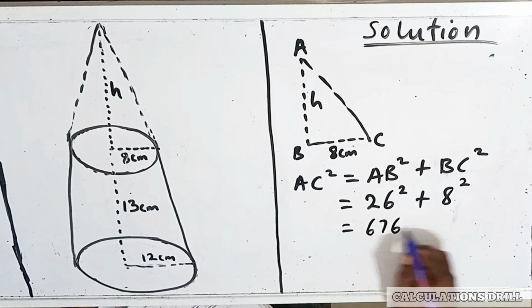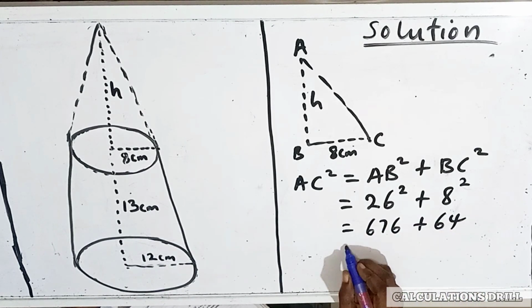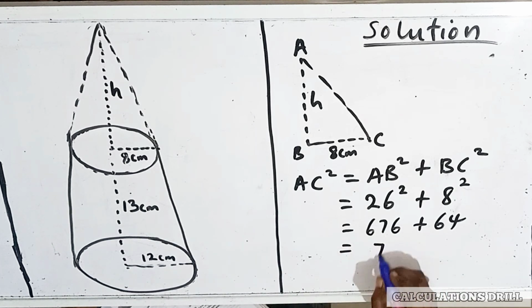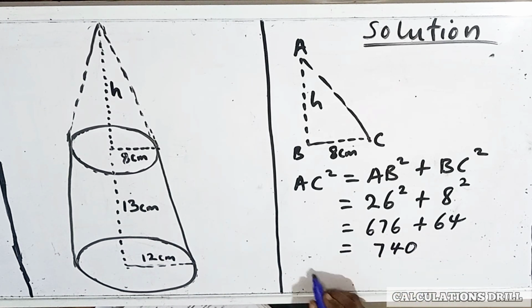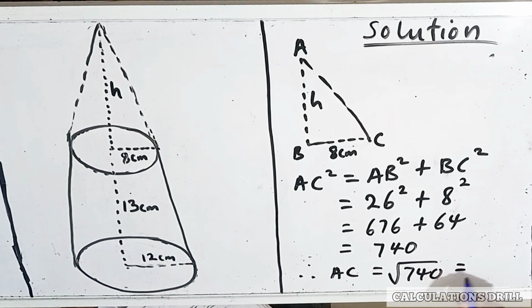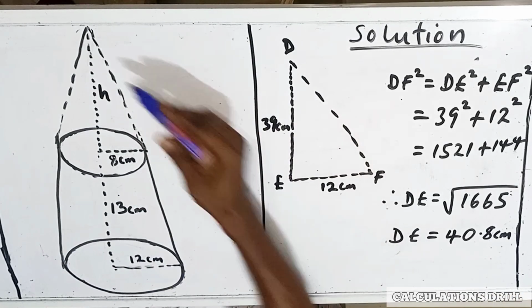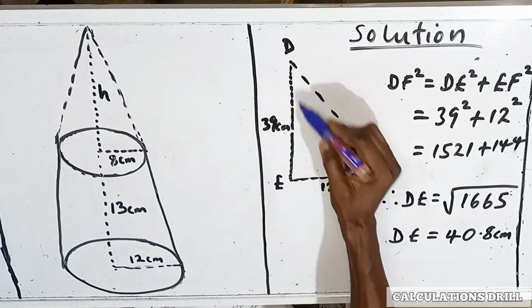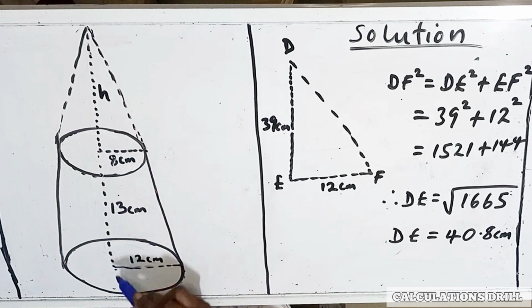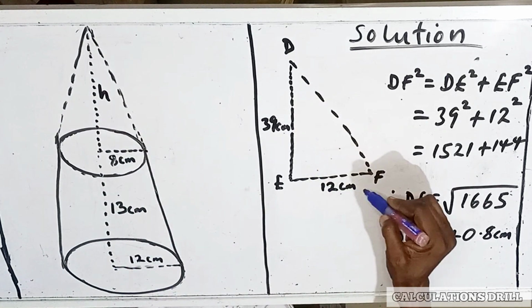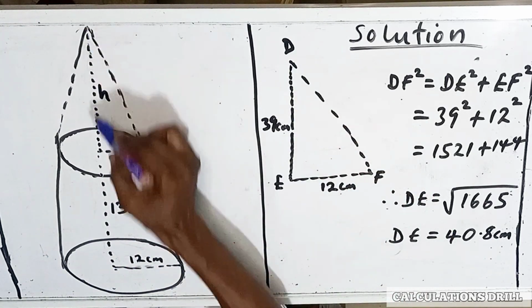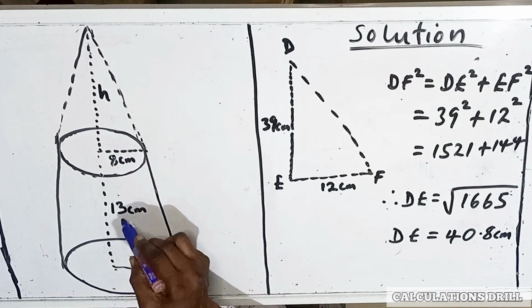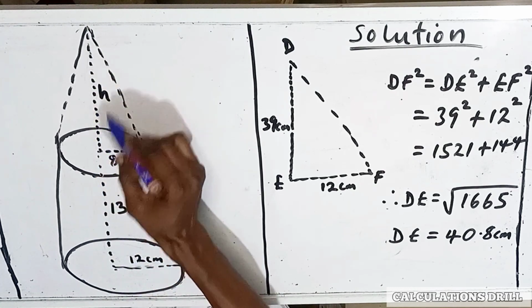When we added this, it gave us 740, and AC equals the square root of 740, and that will give us 27.2 centimeter. Now we need to solve for the slant height of the bigger cone. We equally make use of our Pythagoras theorem, and when we did that, we got 40.8. So now we go back to our question.